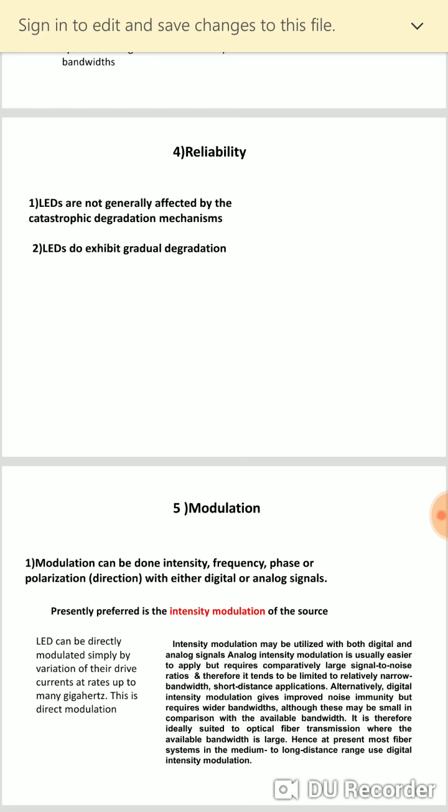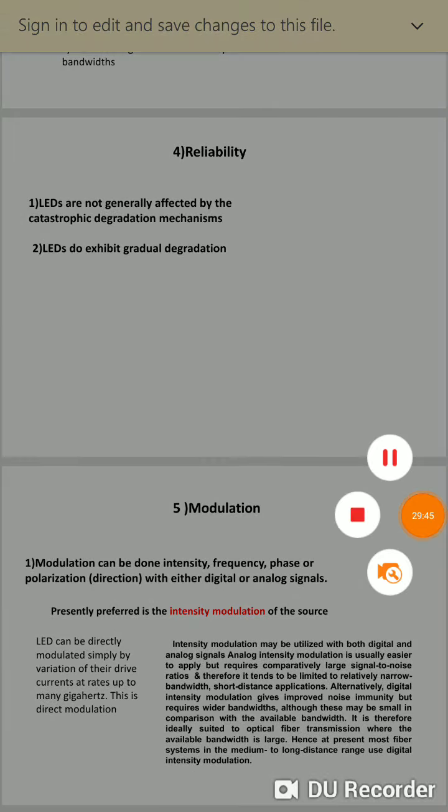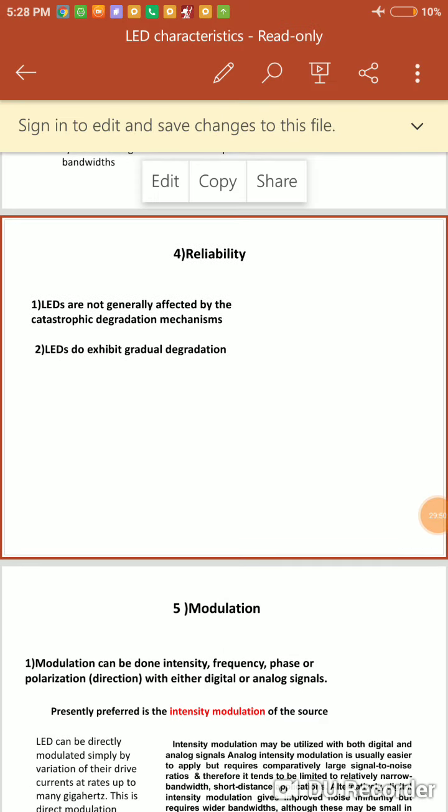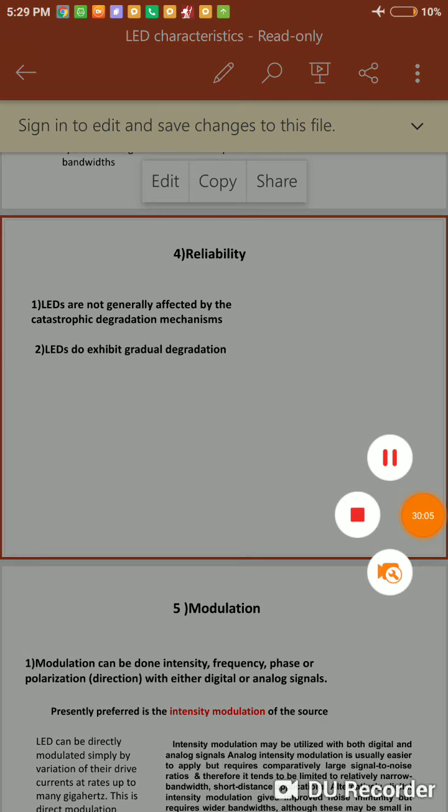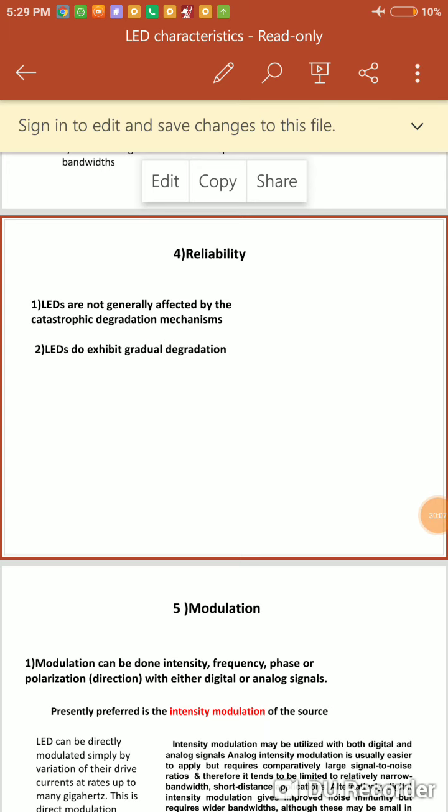In the exam, based on this point, the question is asked as explain the LED characteristics, or it is asked as compare the characteristics of laser and LED. So based on these 5 points we have to write the explanation or comparison between the different characteristics of LED and laser. Okay, thank you.